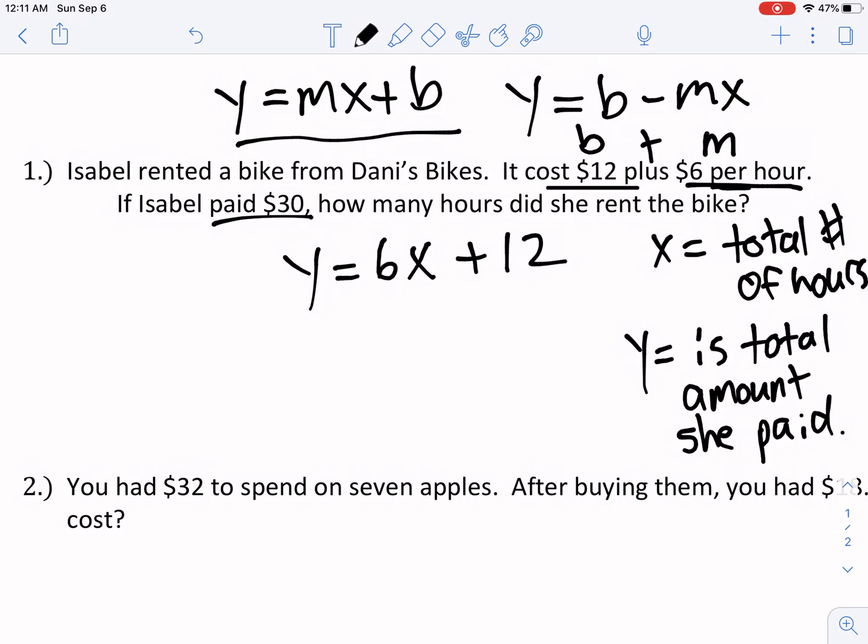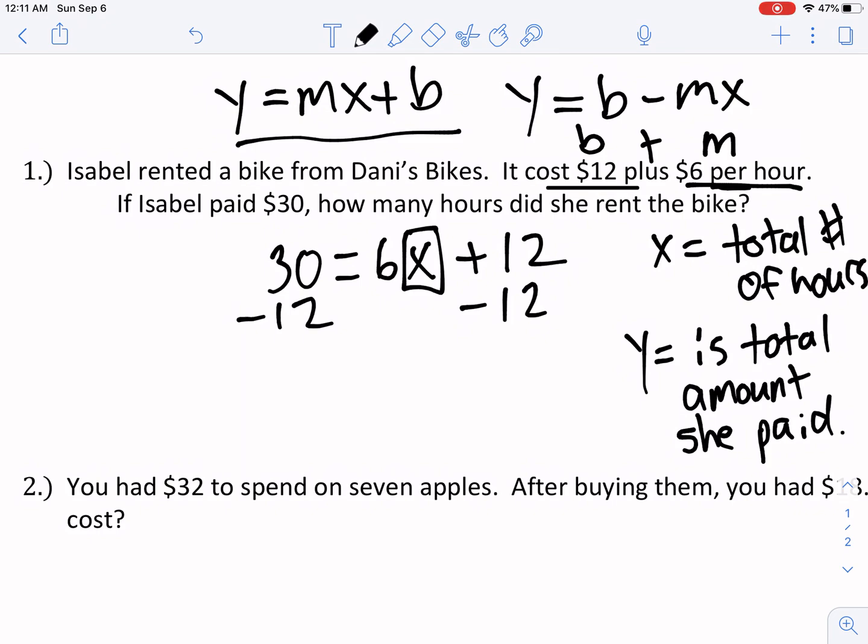We know y is the total amount she paid, so I can replace my y here with 30. What we want to find is x, the total number of hours that she rented that bike. So this turns into a two-step equation. Remember, we apply our inverse operations and get x by itself. We go to the number furthest away from x on the same side. If I have plus 12, what's the inverse operation? Minus 12, and I have to do that to both sides.